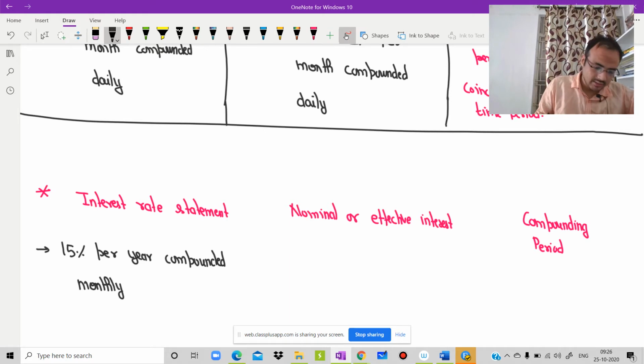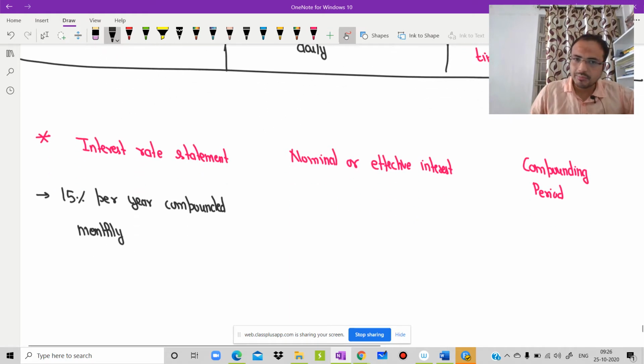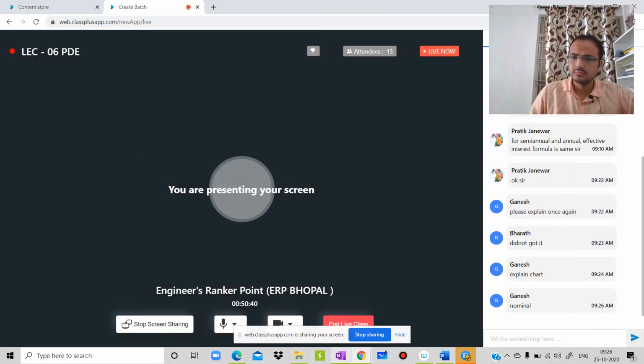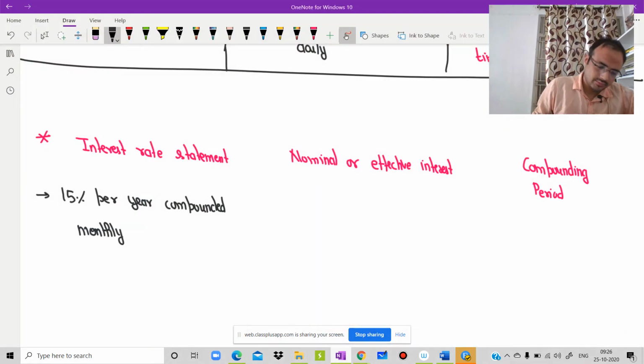So please tell me, is it nominal or effective? 15% per year, compounded monthly. Is it nominal or effective interest? And tell me the compounding period. I need an answer from each and every student. Very good. It is the nominal.